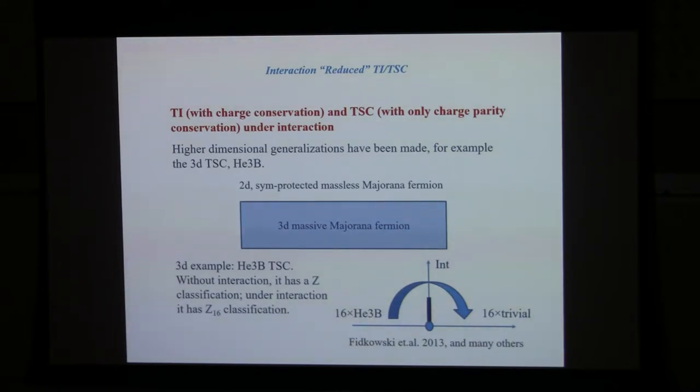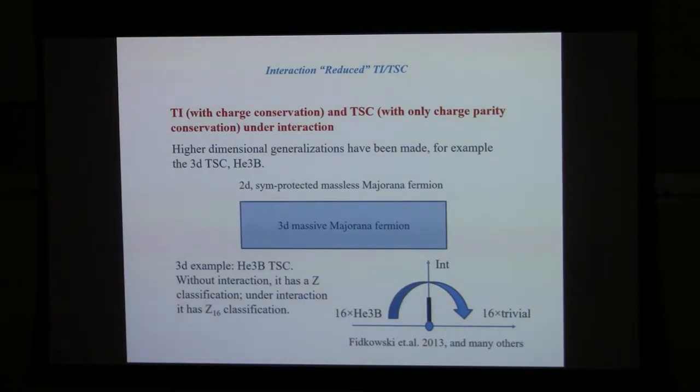And it has a Z classification without interaction, which means that I can stack as many copies of helium-3B together as I want, and the boundary will remain gapless without any interaction. But then, since 2013, many groups have been using different methods to study the interaction effect on helium-3B.